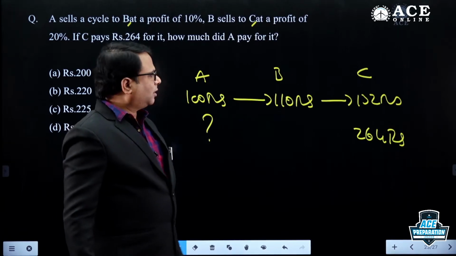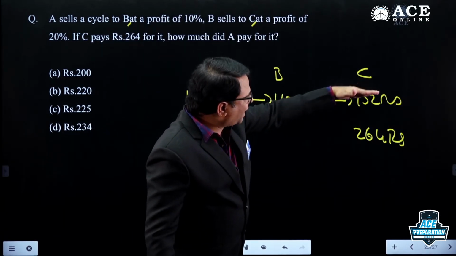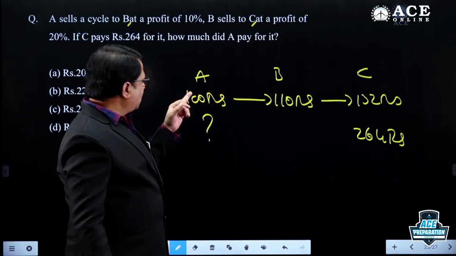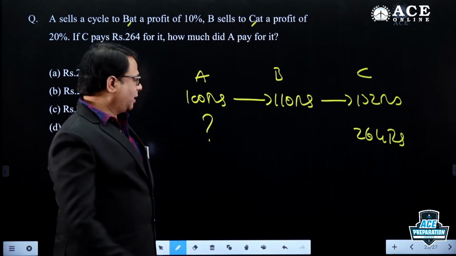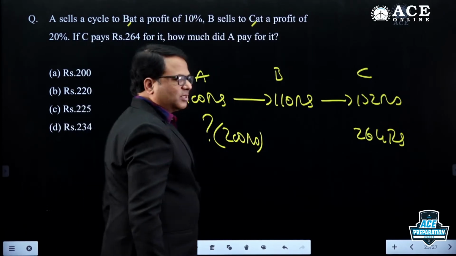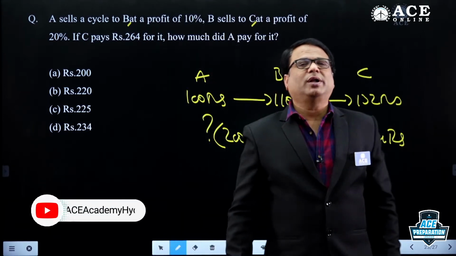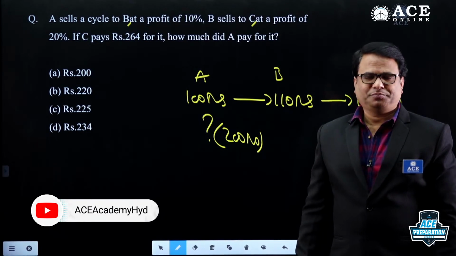That is the logic. Now you can see here, this is getting doubled. Now when this price gets doubled, automatically this one will also get doubled. And double of 100 is how much? 200. Then I can say if C pays 264 for the cycle, then A will pay 200 rupees for it. That's the answer. Okay? Right.